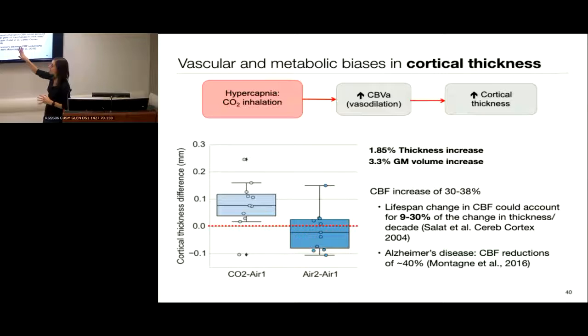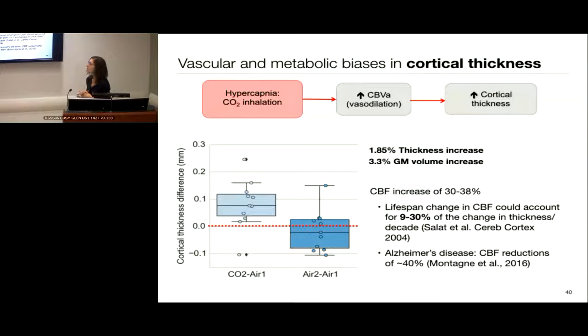Okay? So here we were doing a hypercapnic experiment, again, an increase in cerebral blood flow, which leads to an increase in cerebral blood volume, and a difference in the size of your gray matter compartment, basically. So we have a change, an increase in cortical thickness of 1.85%, an increase in gray matter volume of 3.3%. Okay? And this is actually really big, considering that the vascular compartment of your cortex only represents 5 to 10%. So that's a huge change.